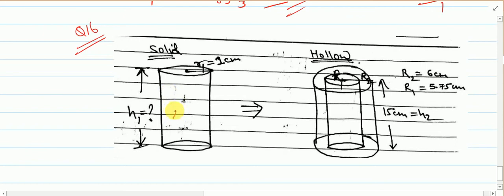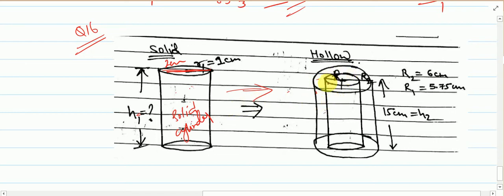This is the solid cylinder whose diameter is given 2 centimeter, therefore radius will be 1 centimeter. Height is not given, and this solid cylinder should be transformed to a hollow cylinder, means you have to recast this to a hollow cylinder using the same material. So obviously the volume will remain same.